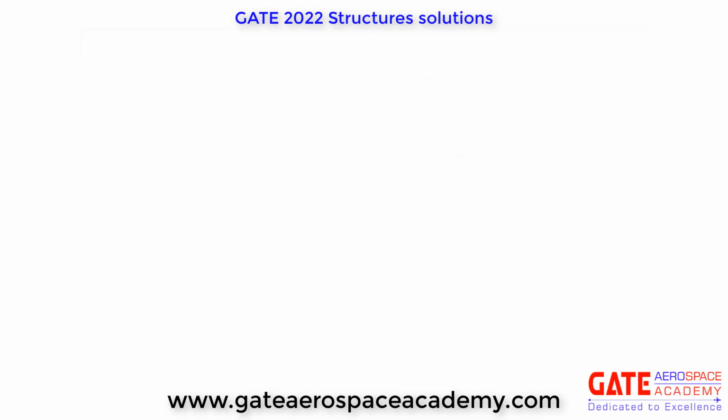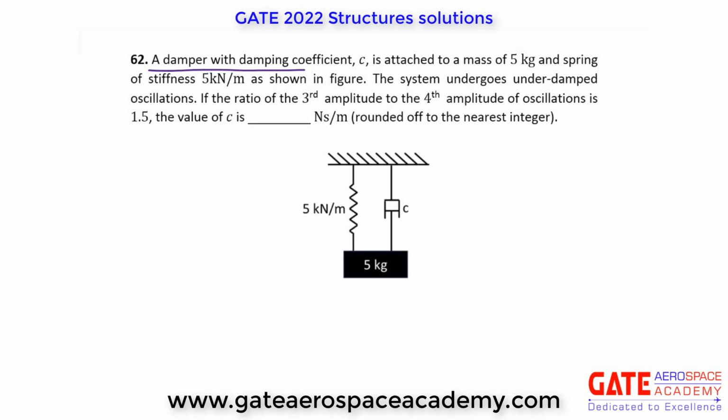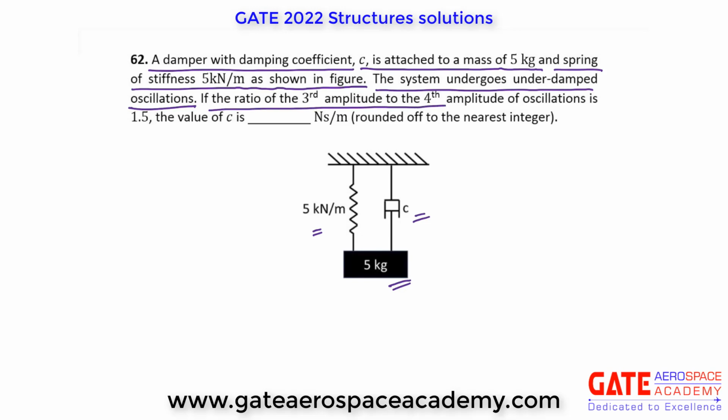Question number 62. A damper with damping coefficient C is attached to a mass of 5 kg and spring of stiffness 5 kN per meter as shown in figure. Here 5 kg mass is attached to this damper and this spring. The system undergoes underdamped oscillations. If the ratio of third amplitude to the fourth amplitude of the oscillation is 1.5, the value of C is in Newton second per meter.